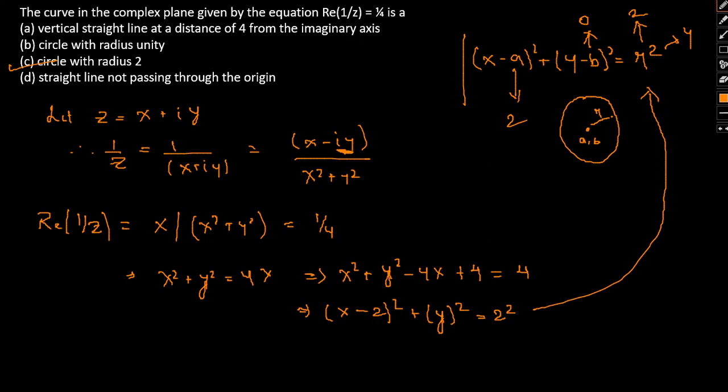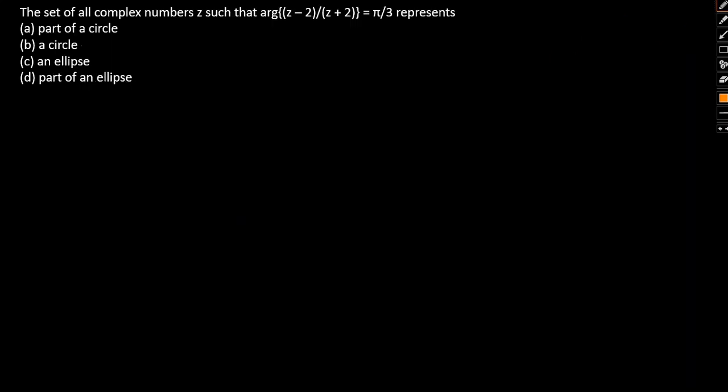It's simple: we simplified the equation, excluded the imaginary part, and then made it into a simpler form and compared it with the equation of a circle, so that we can arrive at a conclusion. With that said, let's move to our next question. So here's the third question.